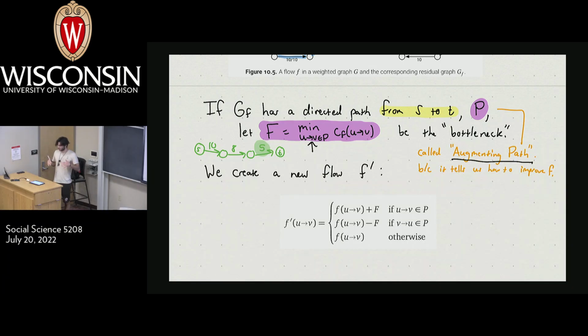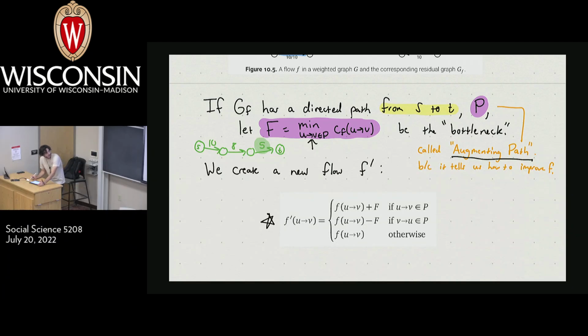Essentially, this path will tell us how to improve our flow. So we're going to augment our flow. We're going to change it using P to create a better flow. So what's our better new flow? Well, that's our F prime here.